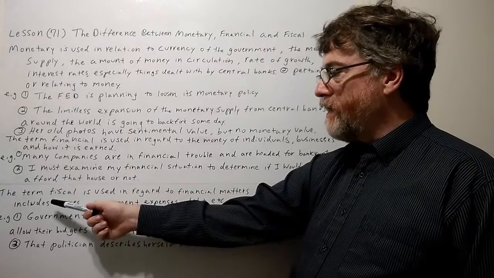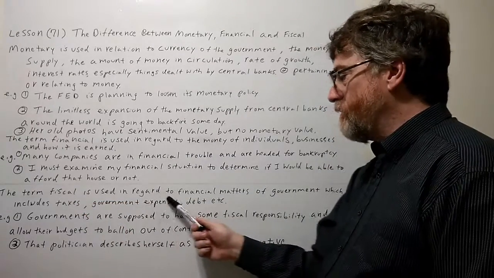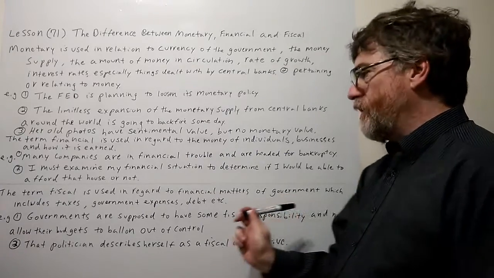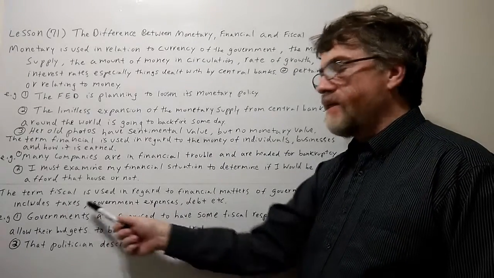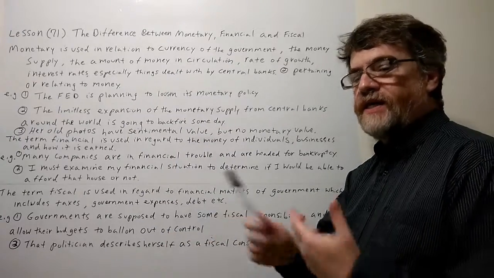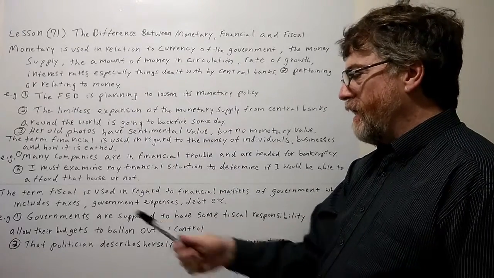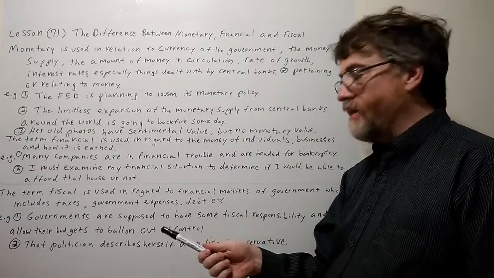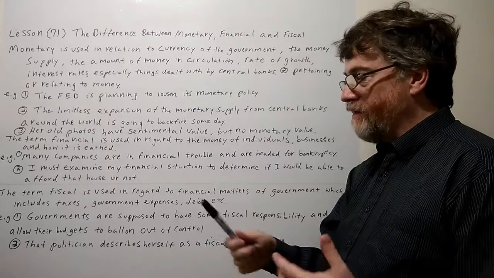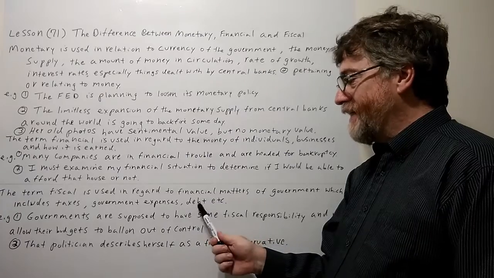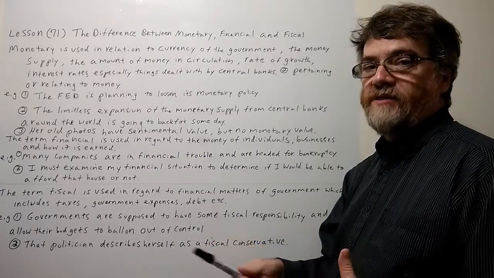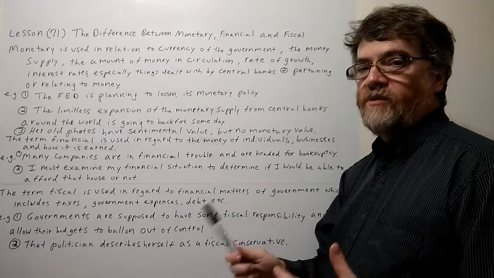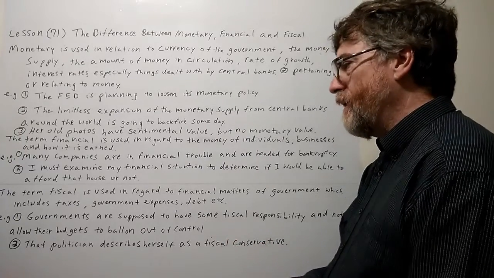Okay, good. Let's look at fiscal. The term fiscal is used in regard to financial matters of government, which includes taxes, whether they should raise taxes or cut taxes. Government expenses, all the money that they spend in the government. Debt, how much debt they allow themselves to build up or get into, etc. Then we tend to use fiscal more in relation to that.